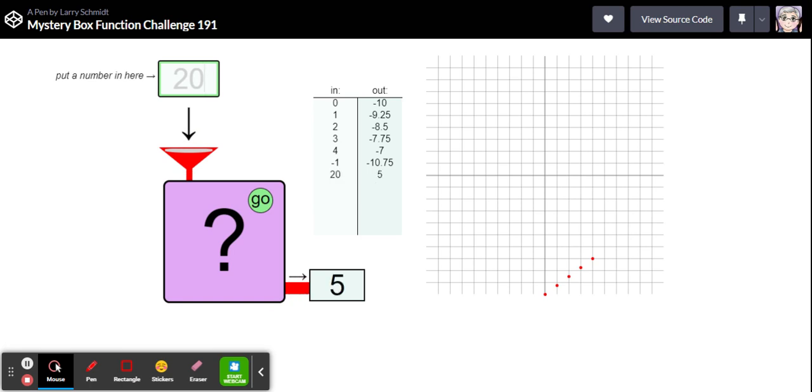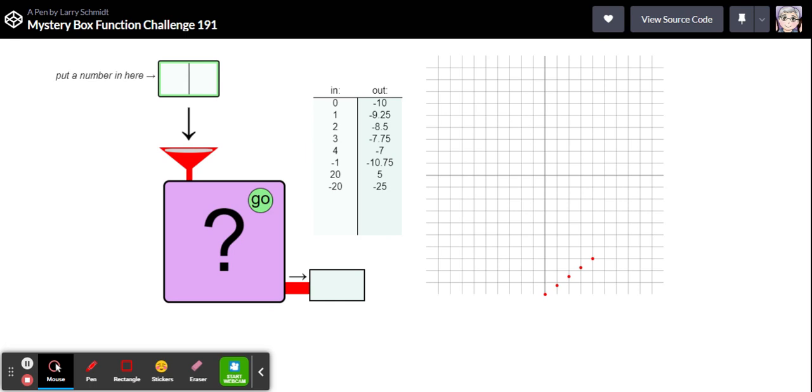Oops, I meant to put in -20. I put in 20, and I guess that makes sense. So we're slowly coming up here, so we'd be up at +5 by the time we get to 20. But I want to see -20 here. And that's -25. Yeah, and that makes sense. If this continued down and we got out to -20, we'd be somewhere around -25.